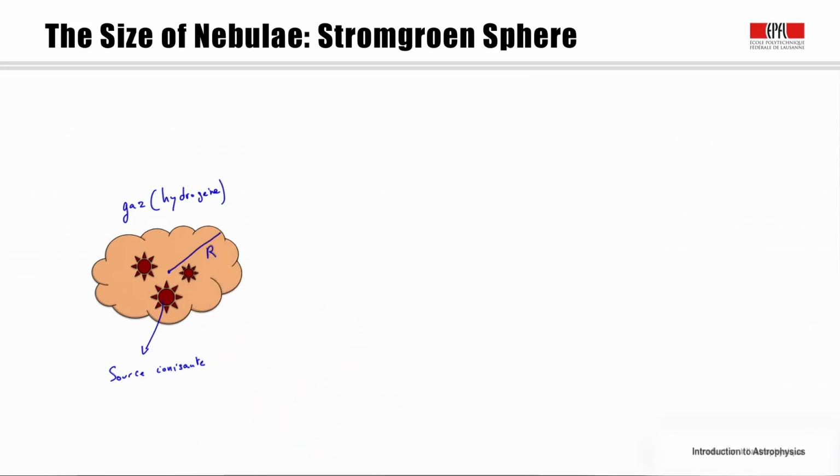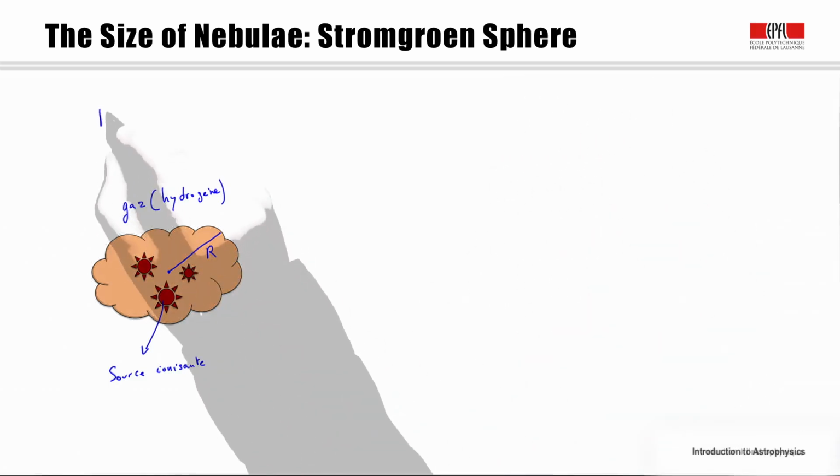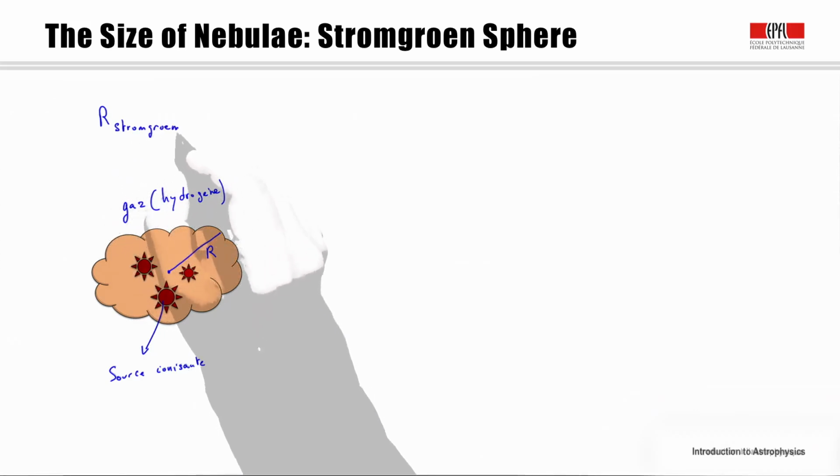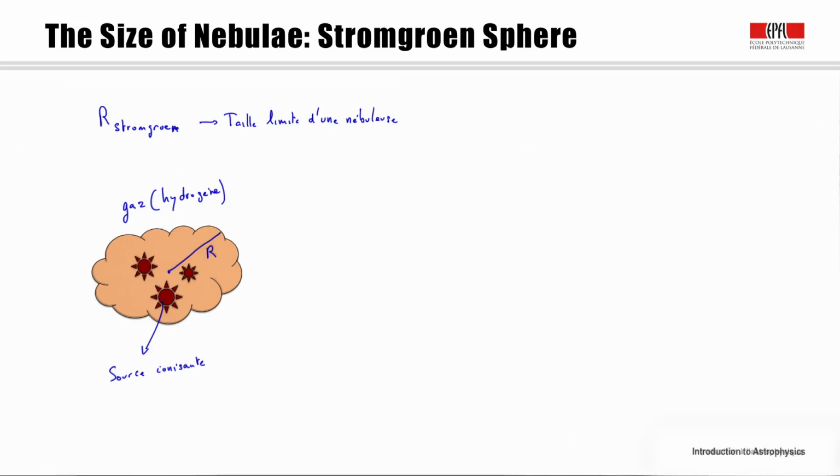Now, we will try to estimate the typical radius of a nebula, that is the Strömgren radius, after the astronomer who calculated it for the first time. What we will try to characterize is this limiting radius of the nebula, the Strömgren radius. As always in science, there is an equilibrium.